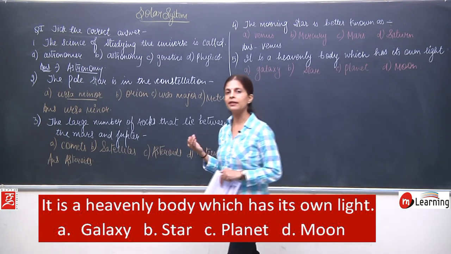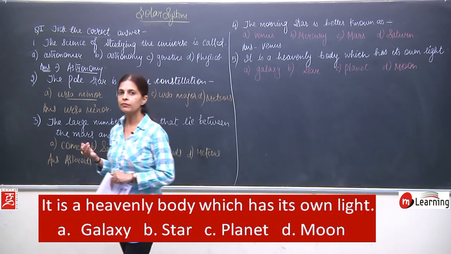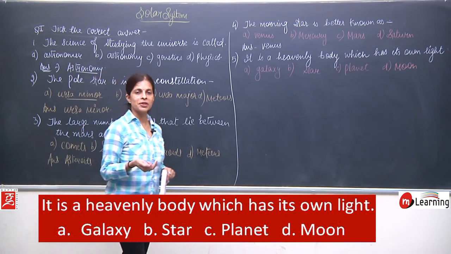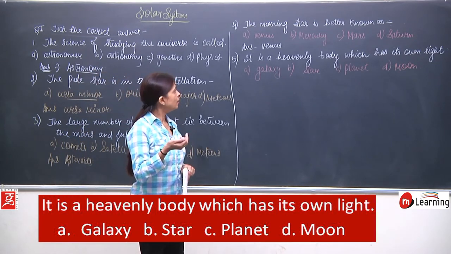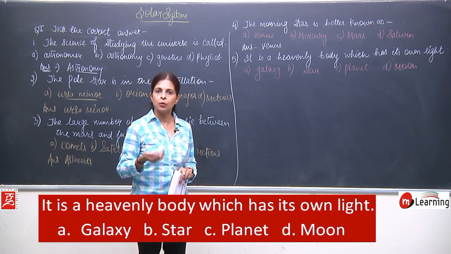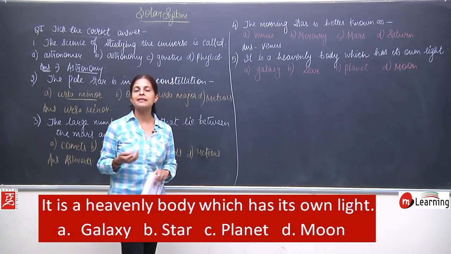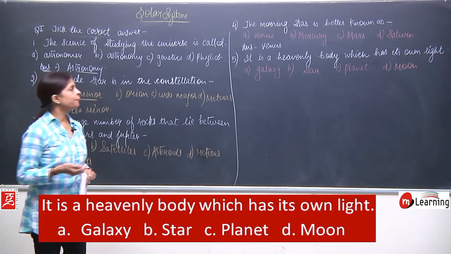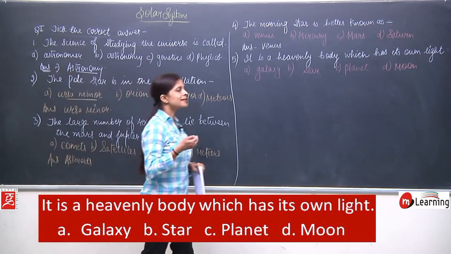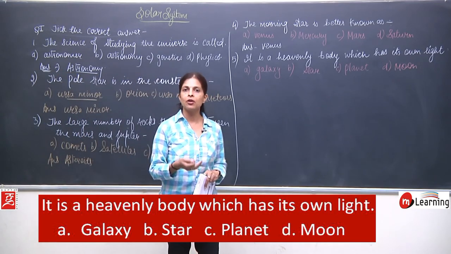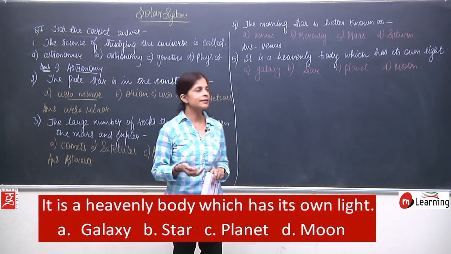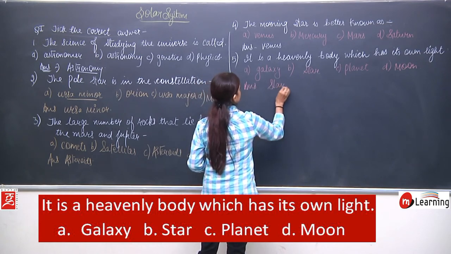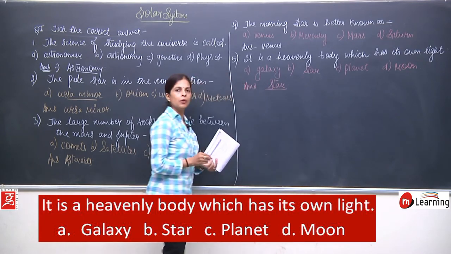This all we have read in detail in the chapter light, that why we are able to see the objects, what happens when the light falls on the object, isn't it? So the moon does not have its own light, it just reflects the sun's light, and that is the reason we are able to see the moon. But here when we talk about the correct answer, star is the one which has got its own light, isn't it? Answer, star. Star definitely has got its own light.